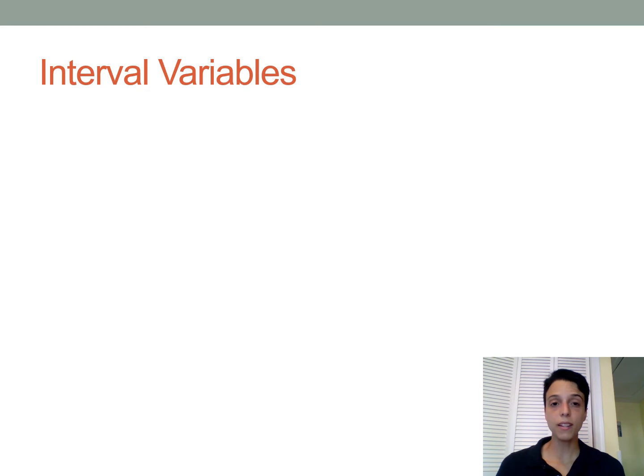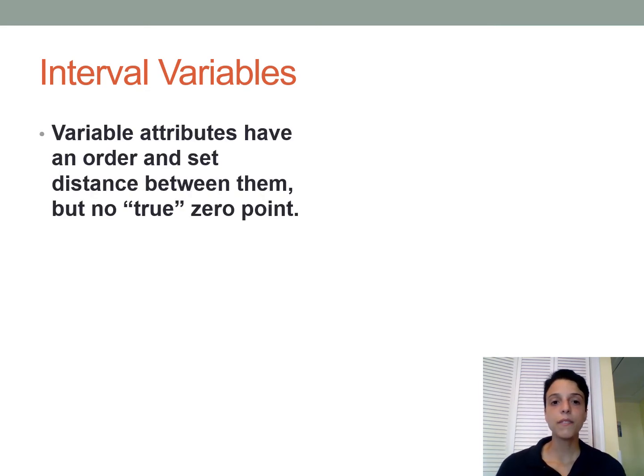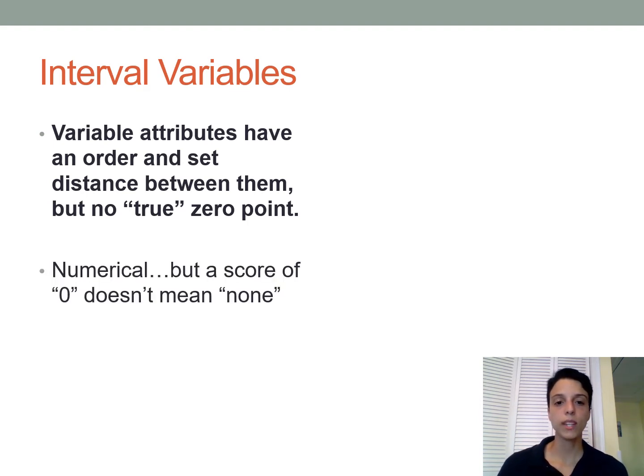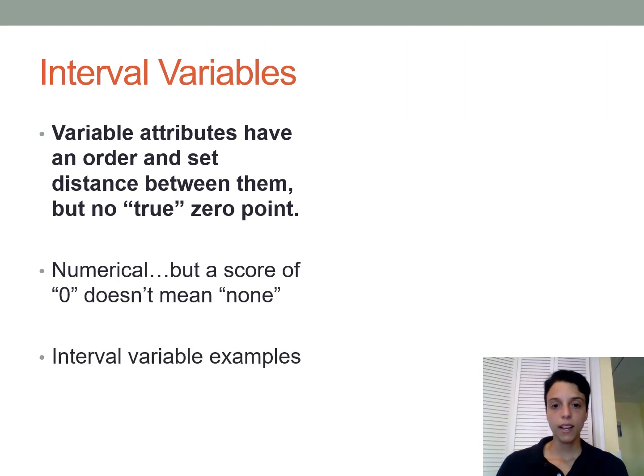All right, so the next level of measurement is what we call interval. And interval level variables have attributes that can be put in order and that have a set distance between them, but have no true 0 point. So let's look at what that means. These are generally variables that are numerical, but where a score of 0 doesn't mean that there's none of that variable. And let's break that down with some examples.